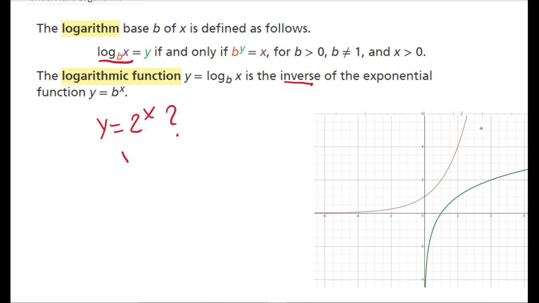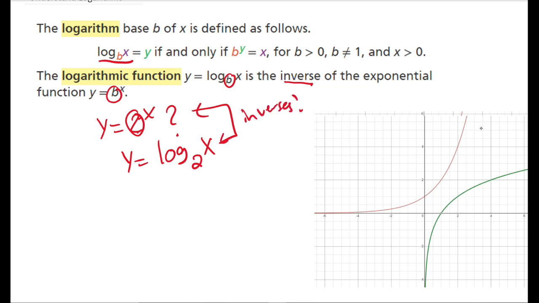Well, the inverse of that is y equals, well, now we know that b is 2, right? The base is 2. Well, we know that this is my base, right? So we know that this is going to be log base 2, my base is b, which is 2, of x. So these two functions are inverses.